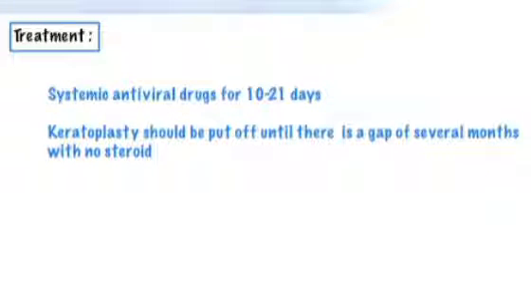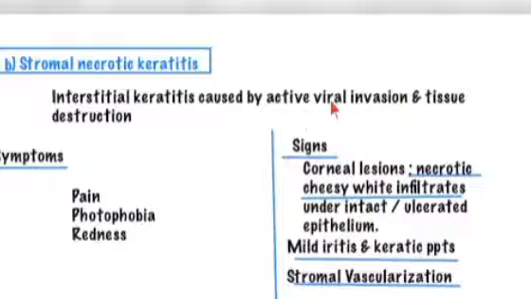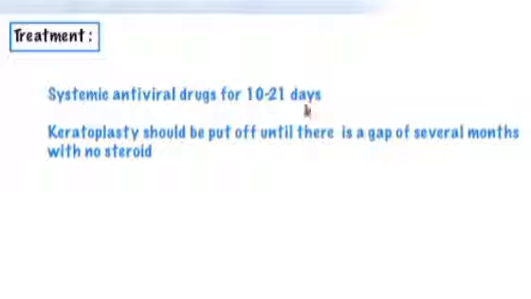The treatment includes systemic antiviral drugs. Why systemic antiviral drugs? Because of active viral invasion, and that has to be taken for 10 to 21 days. And then the keratoplasty. Keratoplasty is nothing but corneal grafting, that is a new graft. The corneal grafting should not be done until there is a gap of several months with no steroids. Topical steroids have already been used in the case of stromal keratitis. So in that person, we cannot do keratoplasty for a few months. We have to leave a gap of a few months with no steroid use.